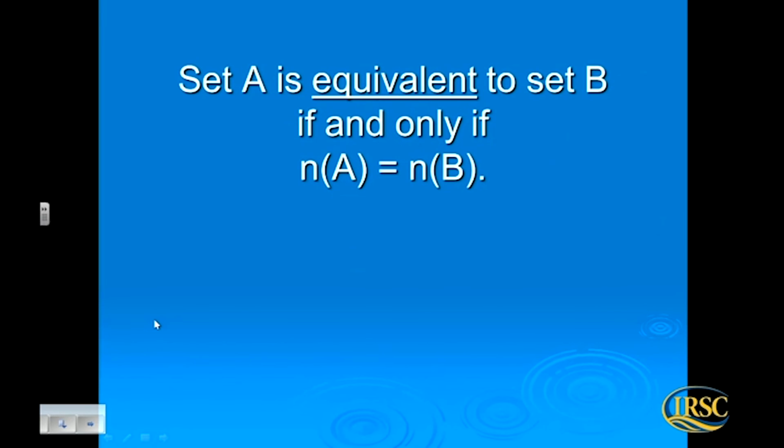All right, set A is equivalent to set B if and only if the cardinal number of A is equal to the cardinal number of B. In other words, 2 sets are equivalent if they have the same amount of elements in them. So they don't have to be equal. They don't have to have the same exact elements. They just need to have the same amount of elements.